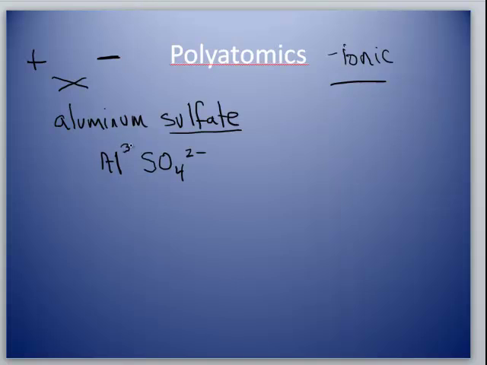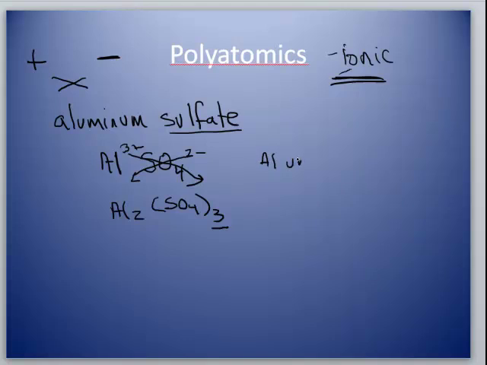We know that aluminum has a 3 plus charge. So again, we're going to treat it like an ionic compound. That number would go behind the sulfate polyatomic. That number would go behind the aluminum element or aluminum atom. So we would have Al2(SO4)3. If you're going to write a subscript behind the polyatomic, you've got to make sure that the polyatomic is in parentheses.